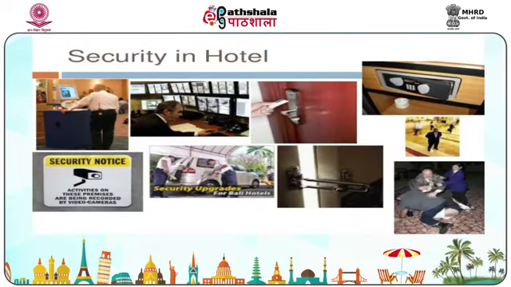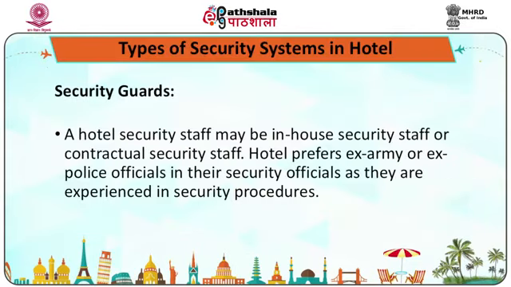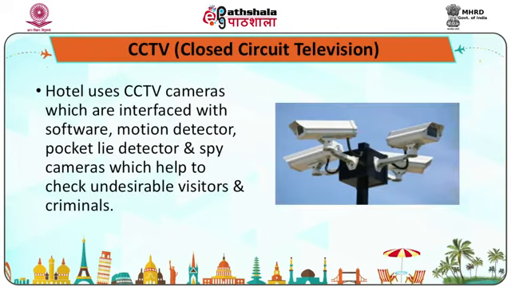Now, types of hotel security systems in hotels. Security guards. Hotel security staff may be in-house security staff or contractual security staff. Hotels prefer ex-army or ex-police officials as their security officials as they are experienced in security procedures. Closed circuit televisions. Hotels use CCTV cameras which are interfaced with software, motion detectors, pocket light detectors, and spy cameras which help to check undesirable visitors and criminals.